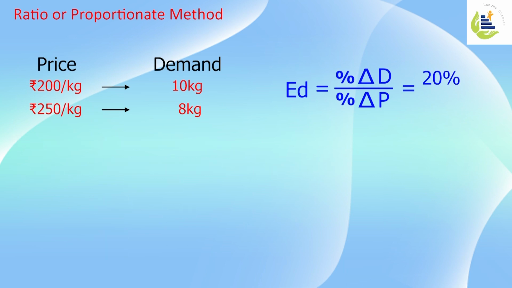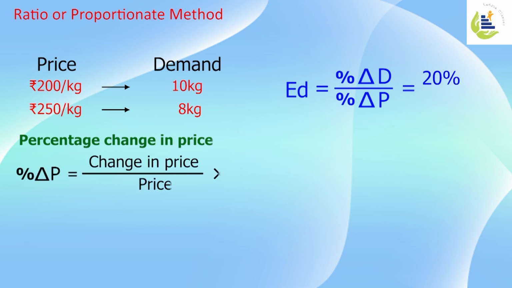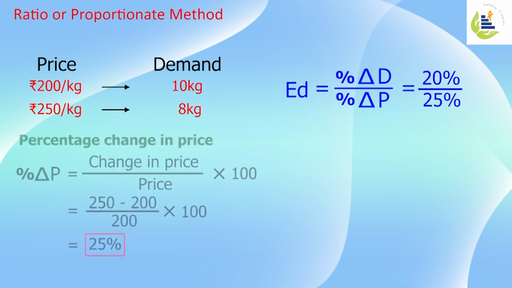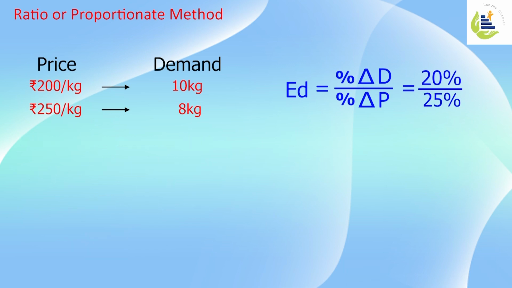Let us look at how price changes. Price was earlier 200 rupees per kg and now it is 250 rupees per kg. So percentage change in price is change in price over original price into 100. So change in price is new minus original over original. This is 250 minus 200 upon 200 into 100. If we simplify this, you get 25%. So percentage change in price is 25% and percentage change in demand is 20%.